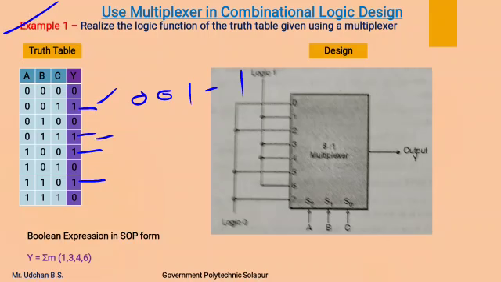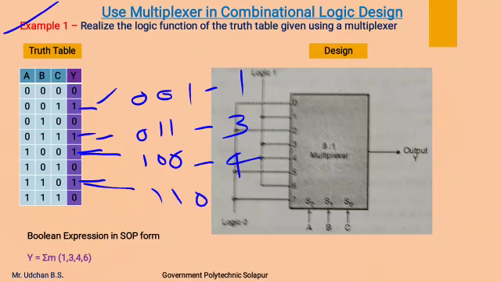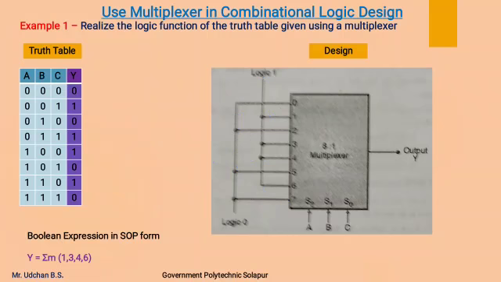For this one, the input combination is 011 and its decimal equivalent will be 3. For this one, the input combination is 100 and its decimal equivalent is 4. And for this one, the input combination is 110 and its decimal equivalent is 6. So these are the decimal numbers 1, 3, 4, 6. So the Boolean expression will become y equal to summation m 1, 3, 4, 6. Now from this truth table we got the SOP expression in which the decimal numbers are 1, 3, 4, 6. Now as per the rule, we are going to connect.